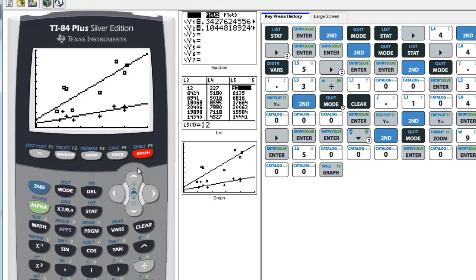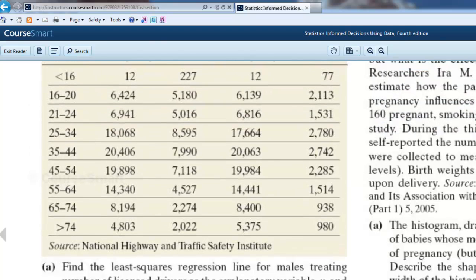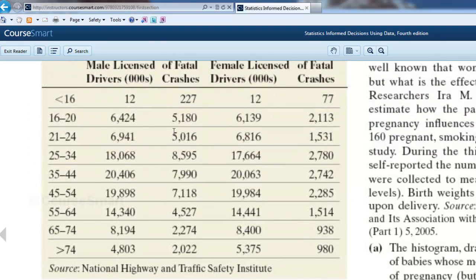And so I would use trace, and you can see that at the top of the window here it's telling us that we're tracing information from list 3 and list 4, which is what we want. That's the male data. And then down here at the very bottom of the screen it says X is 12 and Y is 227. So right now it's looking at the first data point in that data set. And if I use the right arrow key, it moves over, and that is right there the number of 16 to 20-year-old male drivers, 6424 if you recall. You can see it right here in the data set. Let me scroll up. Right there, 6424, 5180.